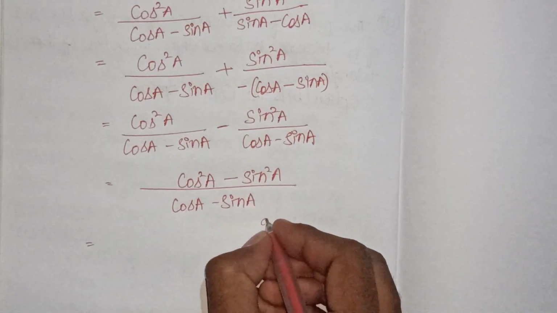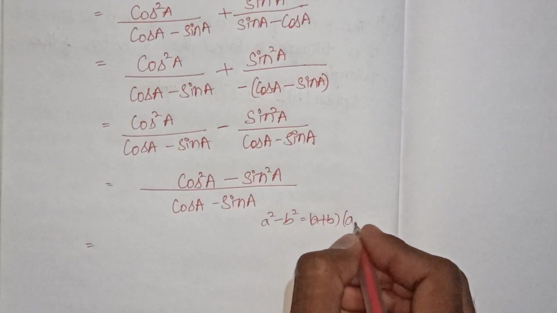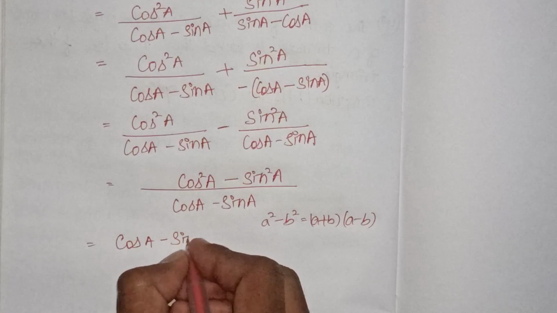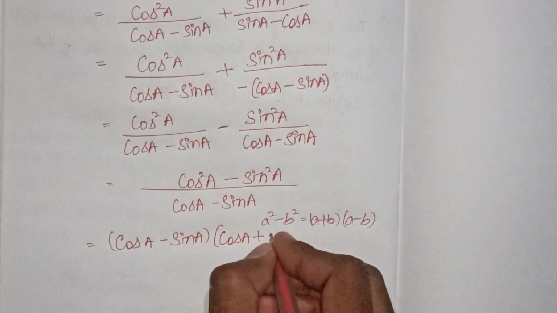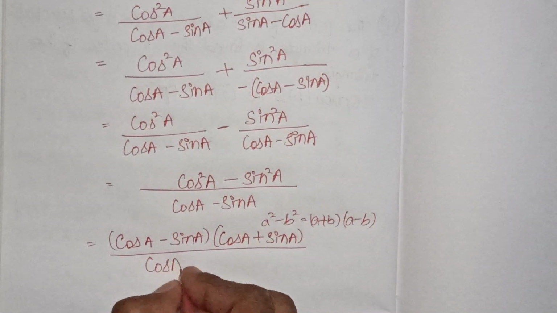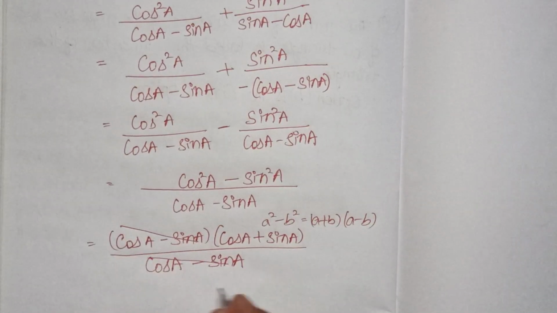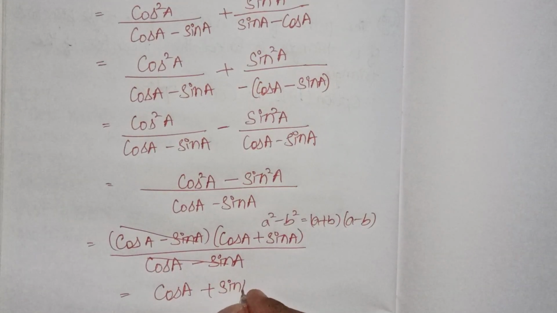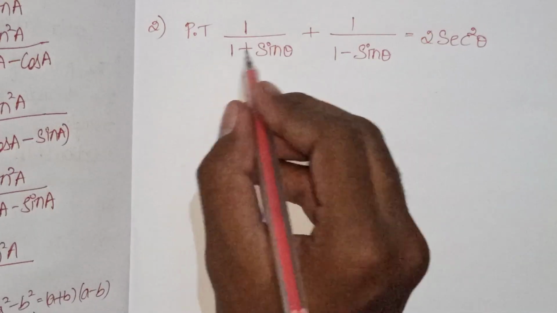Here it is in the form of a square minus b square. We can write it as a plus b into a minus b, that is cos A minus sin A into cos A plus sin A, divided by cos A minus sin A, and cos A minus sin A is cancelled. Therefore cos A plus sin A, which is equal to RHS. Move on to next question.